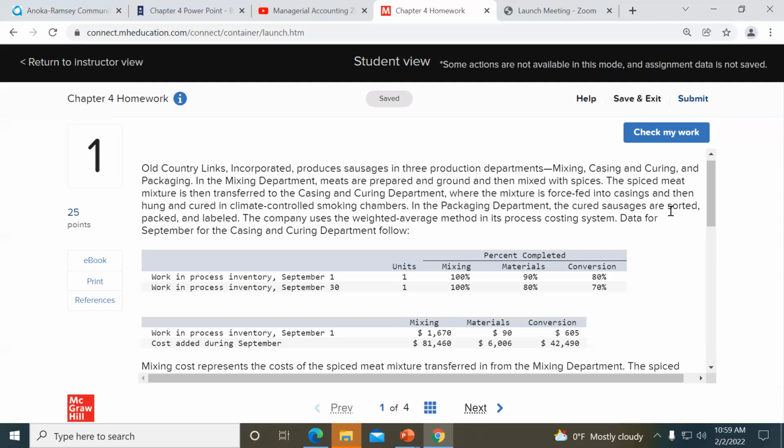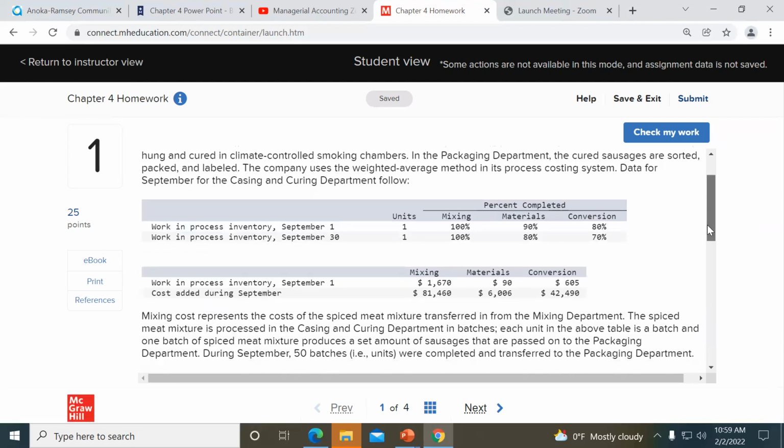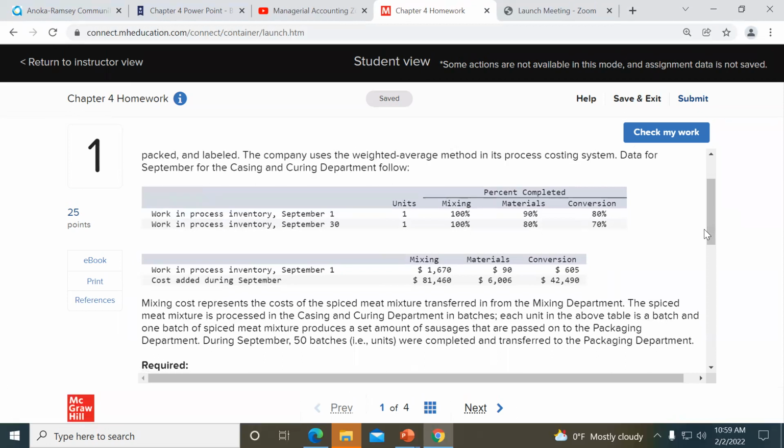The company uses the weighted average method in its processing cost systems. Data for September for the casing and curing department are below. So it tells us at the beginning of the period, the percentages completed, and at the end of the period, the percentages completed. And then it gives you the cost too.